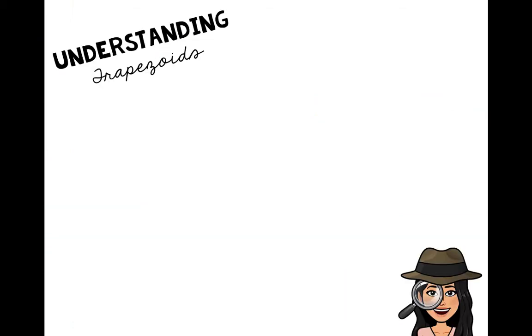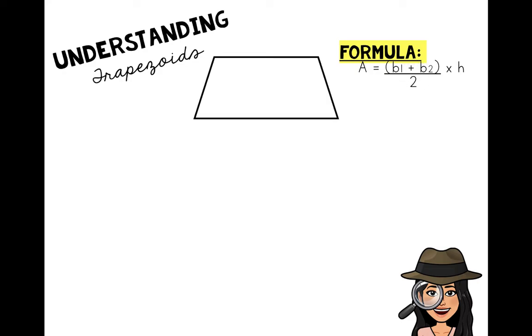Okay, so I'm just going to quickly show you how to understand why this formula works for trapezoids. So again, this is our formula. So let's go ahead and take that. Let's take base 1 plus base 2. So here we have our two lines, base 1 plus base 2. And then we're going to cut that in half or divide it by 2. So we're stuck with this.